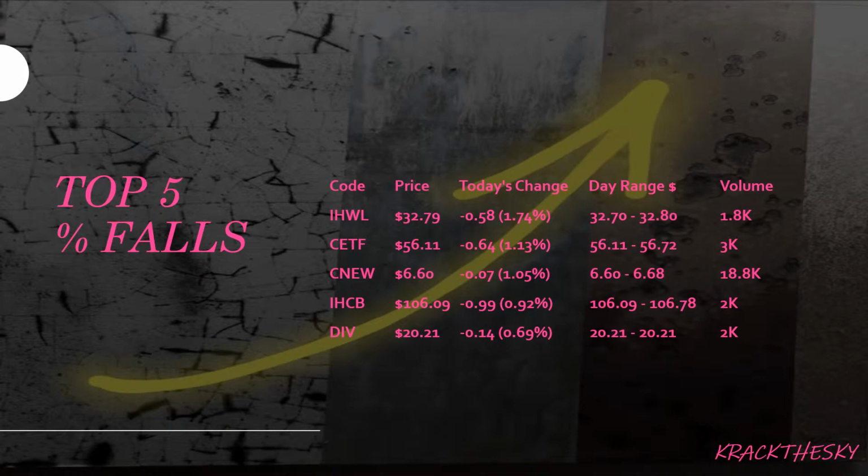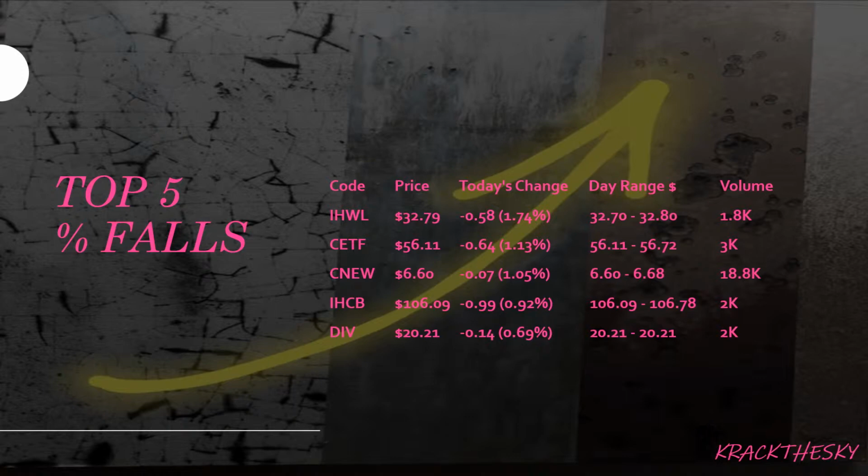You can see IHWL, CETF, CNEW, IHCB, and DIV. So IHWL is the iShares Core MSCI World All Cap Hedge ETF. And that one's a relatively new one. The first time I think I've seen it was yesterday. That one measures the performance of large, mid-cap and small-cap stocks across developed markets.